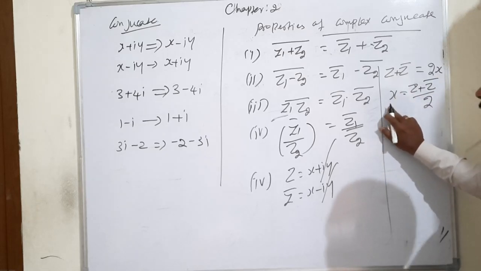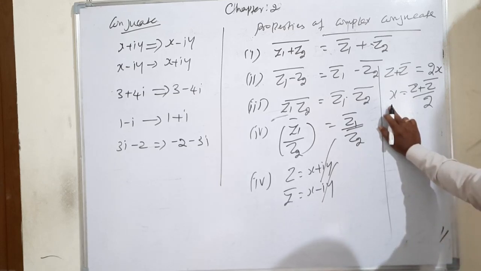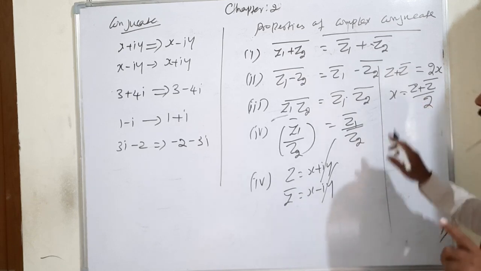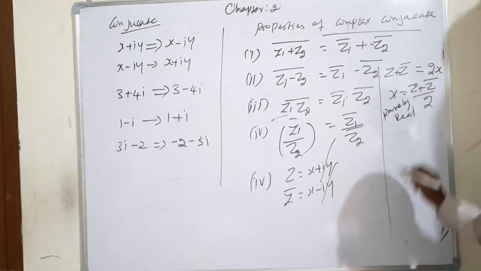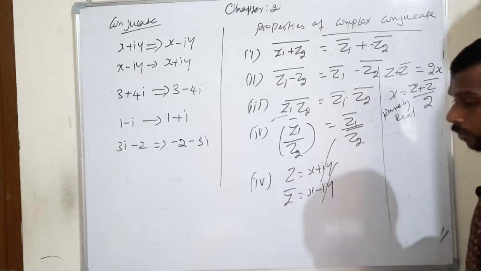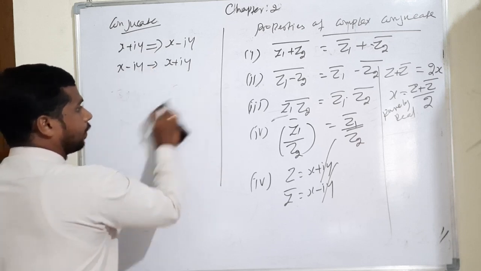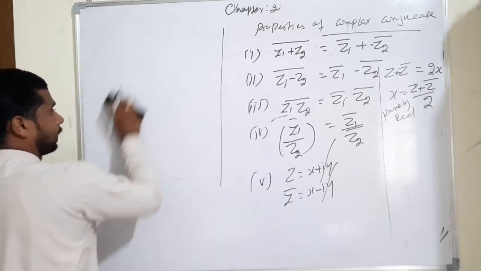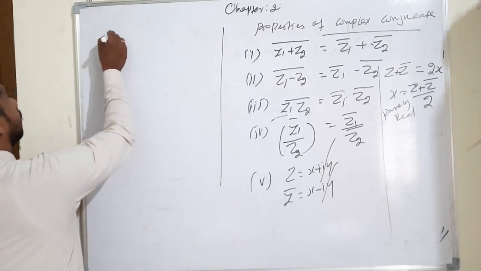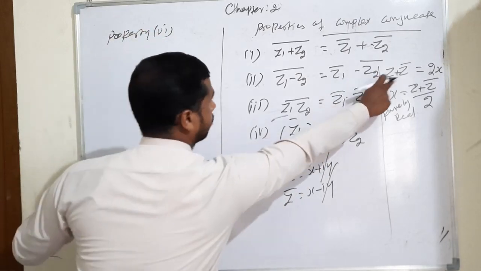I already explained this in video number 1, basic concept part 1. When x is some value and y is equal to 0, it is called purely real. This is property number 5. Then property number 6. Here I have considered the plus case.